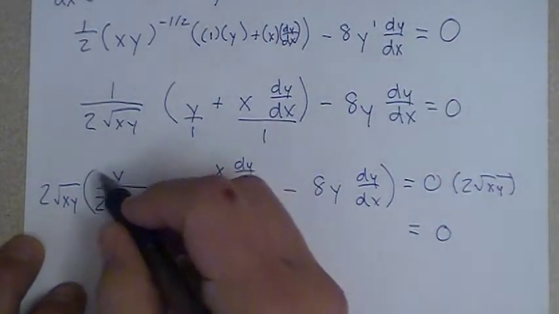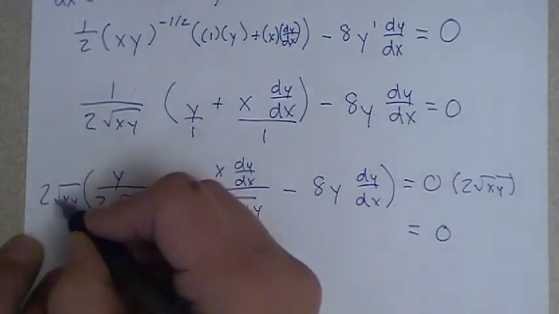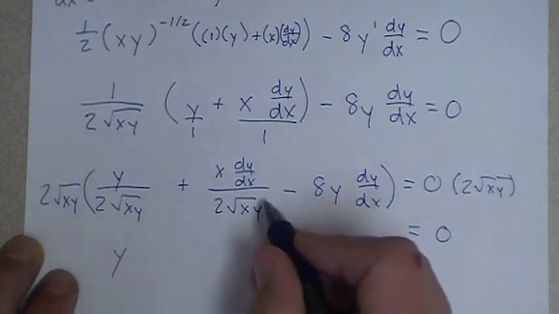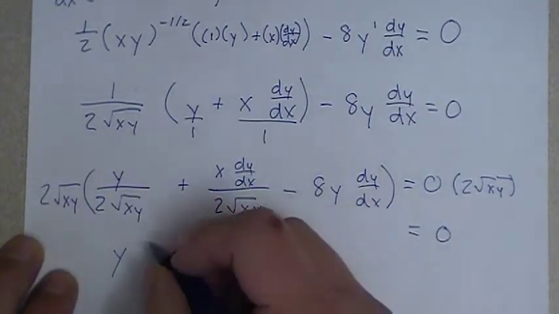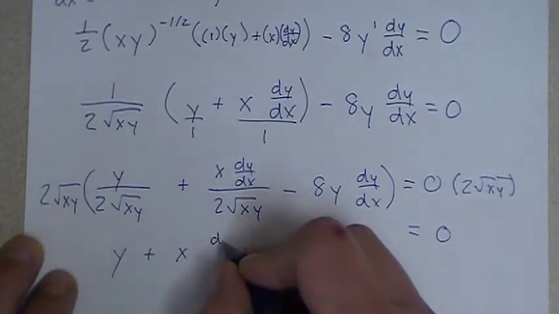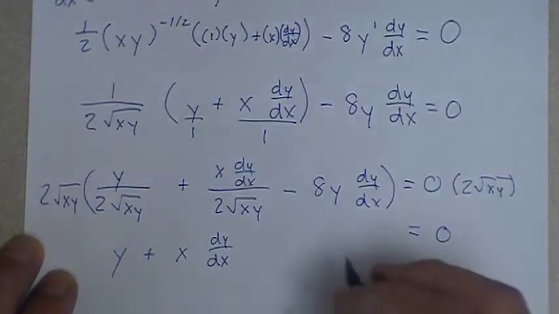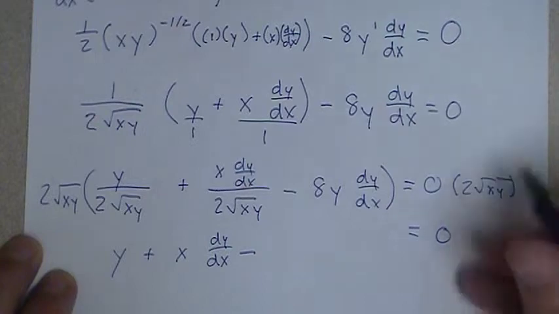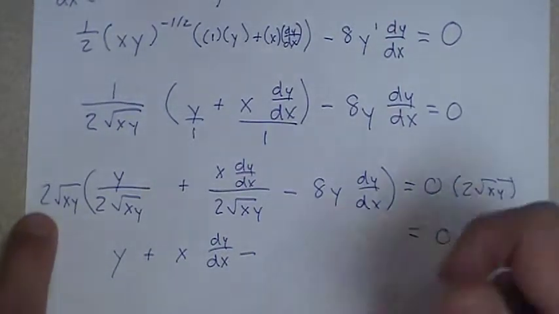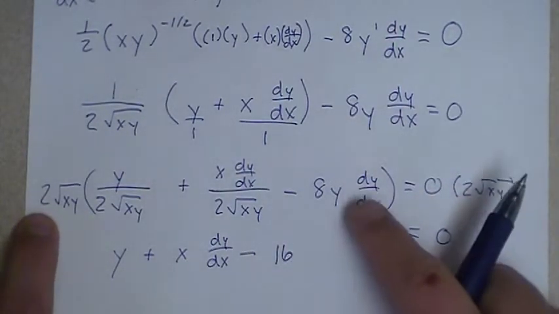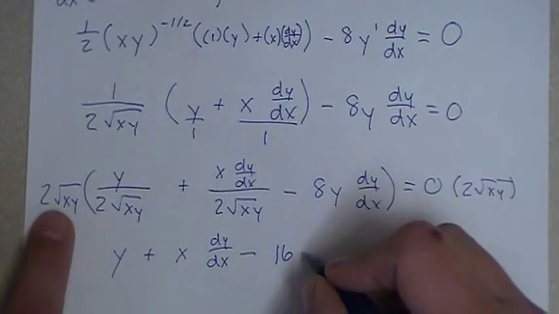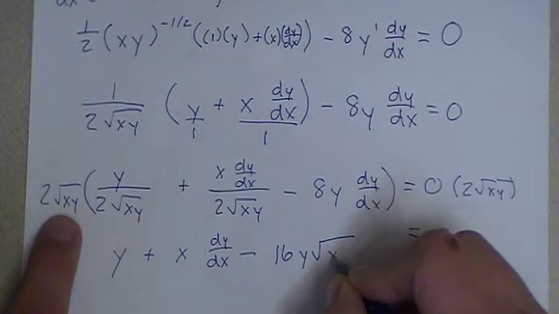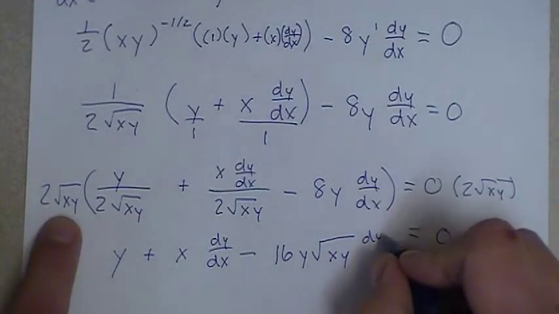And then if I distribute this into all 3 pieces, this and this would cancel, and I'd just be left with y on the first term. Same thing on the second term. This is going to cancel with that denominator, and I'd be left with x dy dx. And then I would distribute it into the last term, and I end up with a little bit more on this last term. I can multiply these numbers together to get a 16. And then I'd have square root of, and I'd have a y outside of the root, so I'll copy that in first, and then I'd have my square root of xy, and then my dy dx.